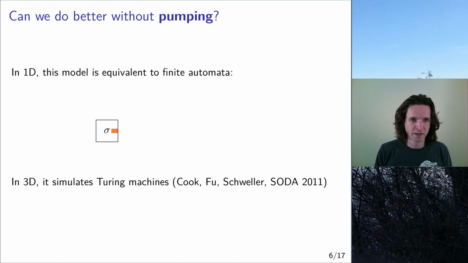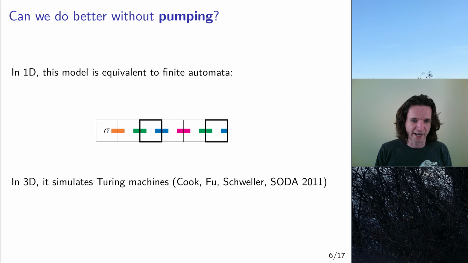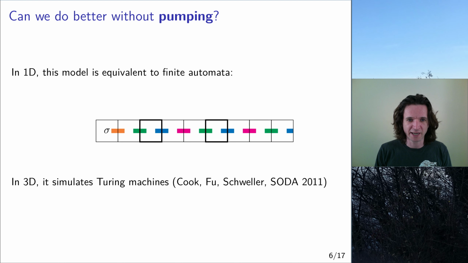All right. So a big issue in this model is called pumping by similarity with Kleene's lemma. Because in one dimension, this model is equivalent to finite automata. Indeed, if we're restricted to build assemblies in a line, then the first time we see a repeated tile type, we can pump between the two instances of this tile type, meaning that we can repeat the segment between these two infinitely many times. But the puzzling fact is that in 3 dimensions, this model simulates Turing machines. That's a surprising result by Cook, Fu and Schweller from 2011.